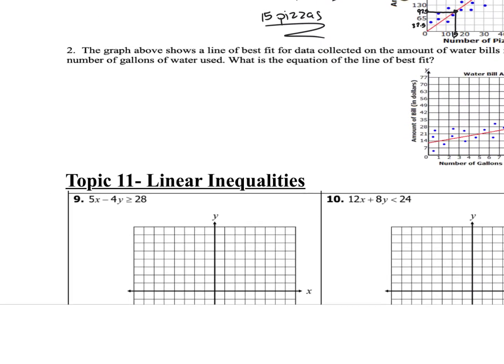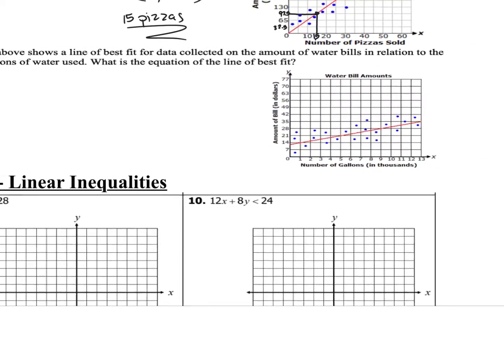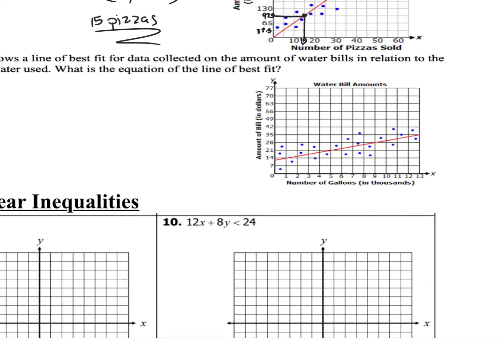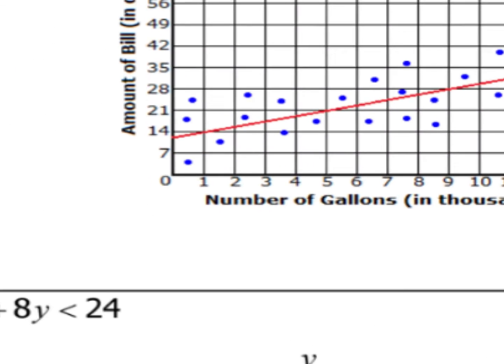Okay. Number 2, the graph above shows a line of best fit for data collected on the amount of water bills in relation to the number of gallons of water used. What is the equation of the line? Well, to write the equation of a line in slope-intercept form, we need m and b. M is the slope, b is the y-intercept. So where does it cross the y-axis?